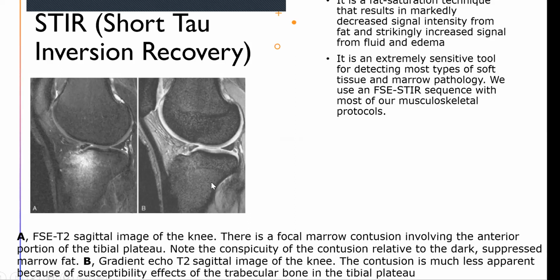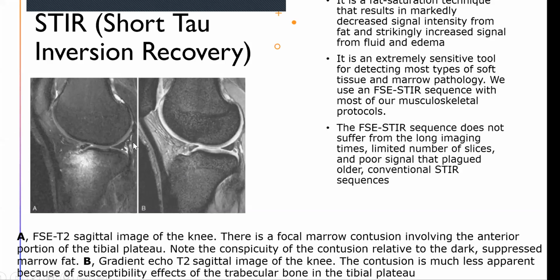You can see here the difference between A and B picture. In the T2 image of the knee, there is a focal marrow contusion involving the anterior portion of the tibial plateau. Note that the conspicuity of the contusion is relative to the dark suppressed marrow fat. Well, in gradient echo T2 image of the knee, the contusion almost disappears and is less apparent because of susceptibility effect of the trabecular bone with that of the tibial marrow. So that's why we can use this STIR.